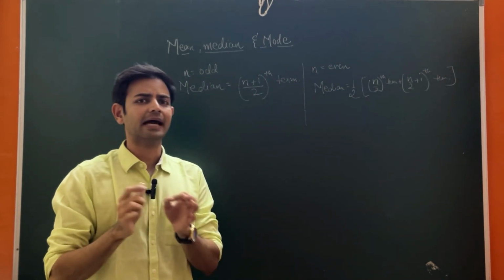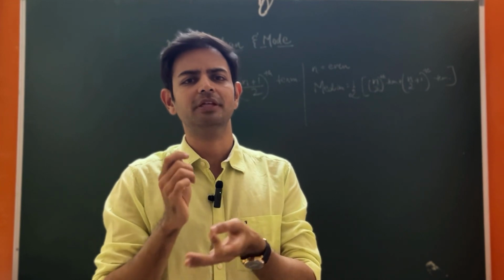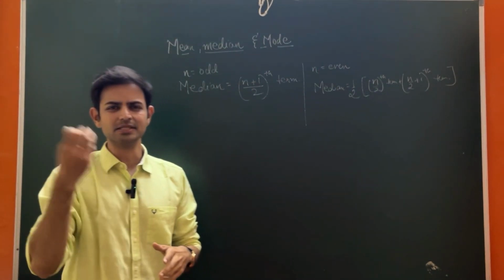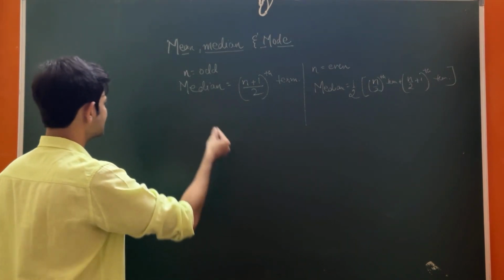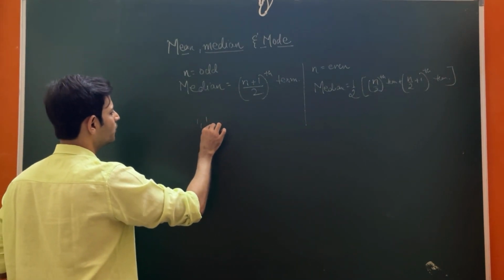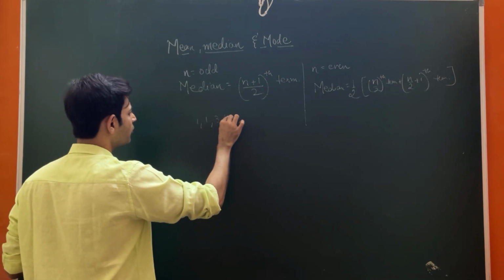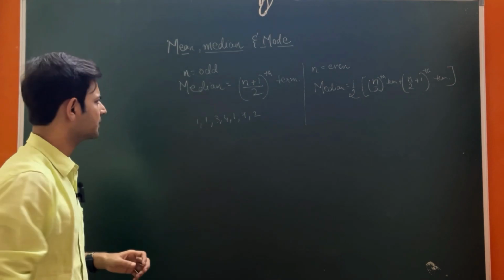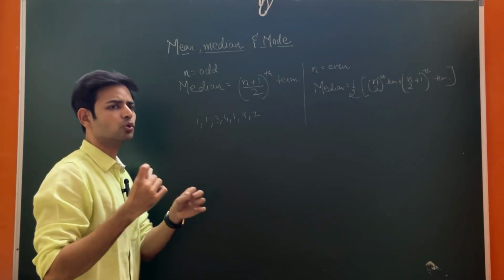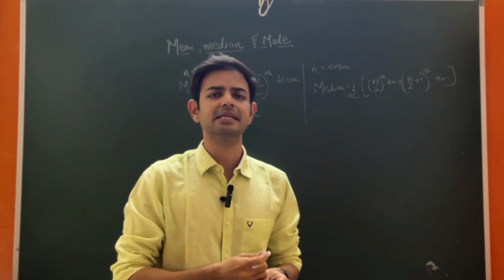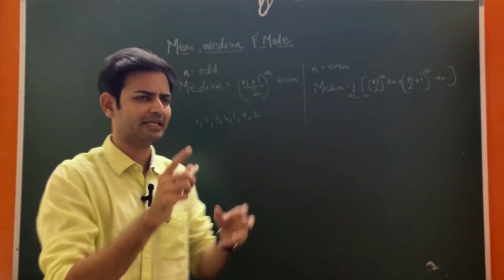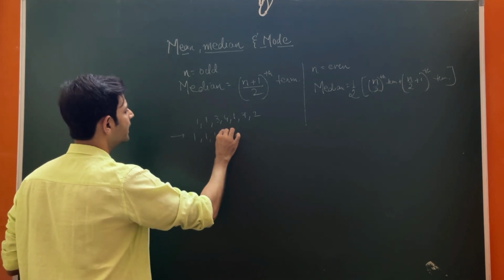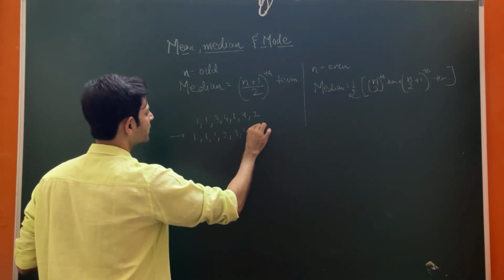So this is how you can calculate the median of the given data depending on the number of terms. Let's take one example here. Let's say we have some random numbers: 1, 1, 3, 4, 1, 7, 2. The first step is to arrange the numbers in ascending or descending order. Let's arrange them in ascending order first. So it will be 1, 1, 1, 2, 3, 4, 7.